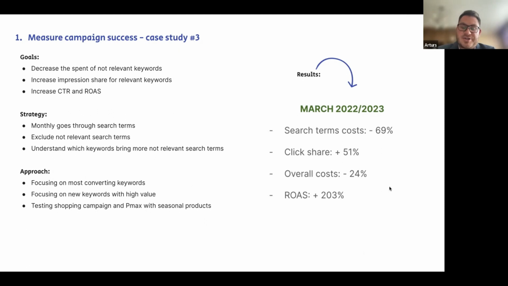We increased click share for relevant keywords by 51%, decreased costs by 24%, and ROAS is now plus 200%. It's because we're focusing more on converting keywords. We found new high-value keywords and optimized shopping and Performance Max campaigns. And we did not increase the budget. We run the same budget, but increase only revenue at this moment.